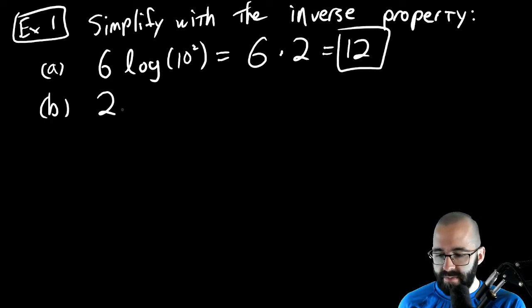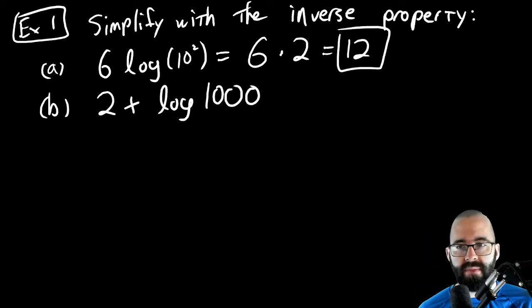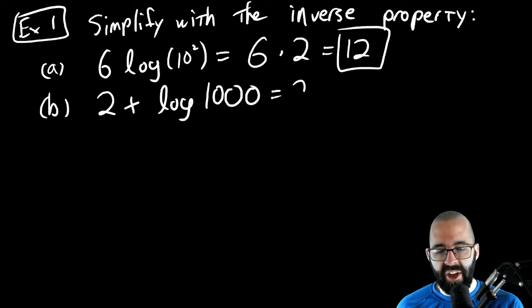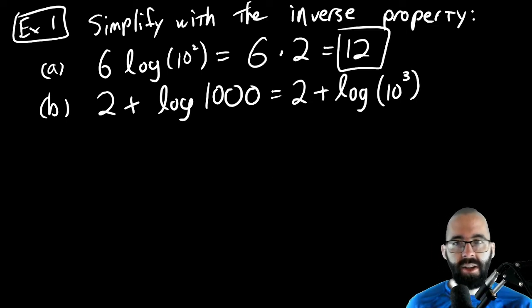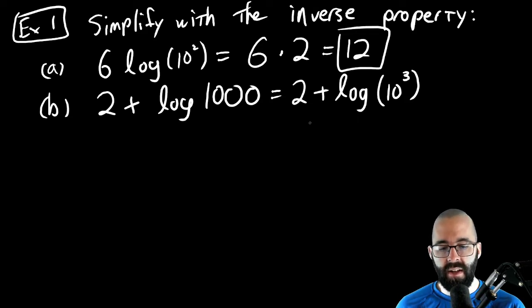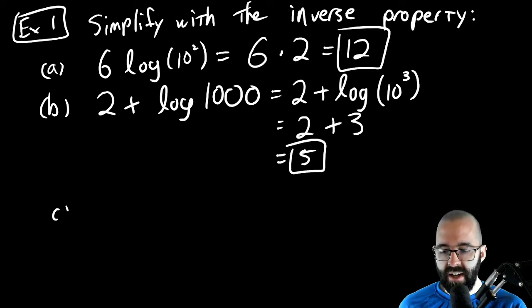We could do a couple more. 2 plus the log of 1,000. Same situation. Now they cancel, but it might be a little hard to see how they cancel unless we rewrite it. This is log base 10. What's 1,000? 10 cubed. So if you write it like this, then it's much easier to see where it comes from. Log base 10, write that as 10 to some exponent. All right. So again, that's just going to cancel, and we're going to get 2 plus 3, which is 5.